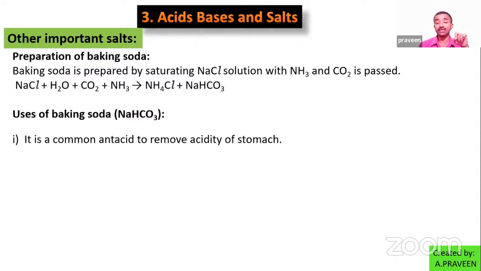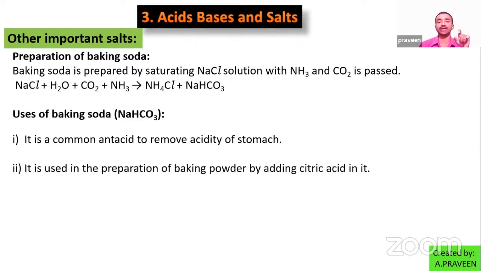It is used in the preparation of baking powder. What is baking powder? It is baking soda treated with tartaric acid, or sometimes citric acid. That is called baking powder. It is used in the preparation of baking powder by adding citric acid to it. In the cooking process, we can use baking powder to cook different food items. It is also used in the preparation of soda water.